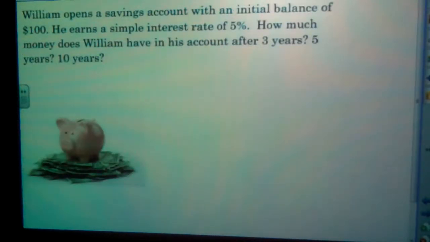All right. So it says William opens a savings account with an initial balance of $100. He earns a simple interest rate of 5%. How much money does William have in his account after 3 years, 5 years, 10 years?